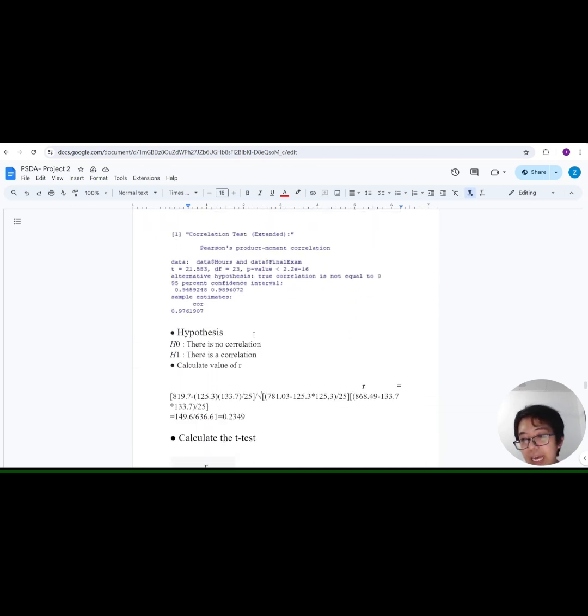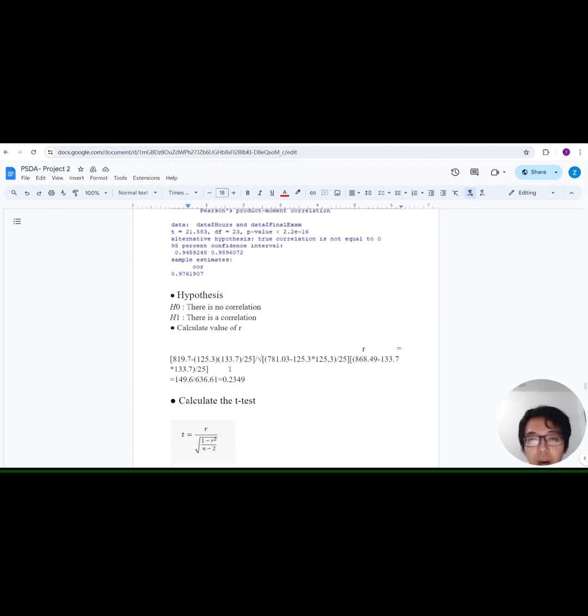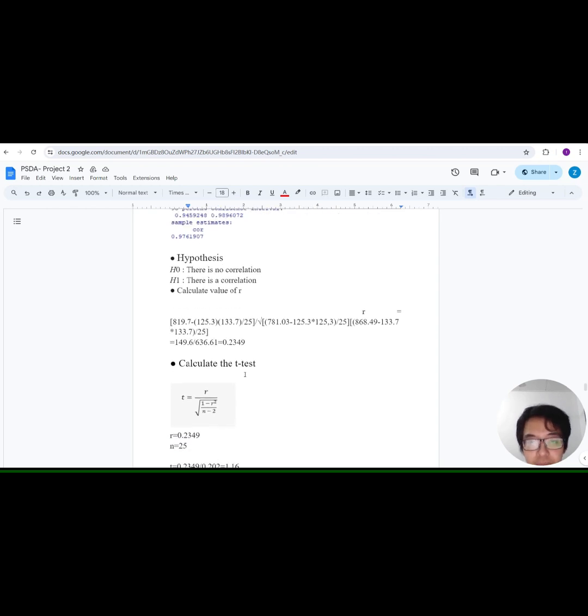And now we can state the hypotheses here: H0 is there is no correlation, and H1 is there is a correlation. So now we can start to calculate the value of r. So according to the equation of r, r is equal to 0.2349. And then we can start to calculate the value of the t-test.